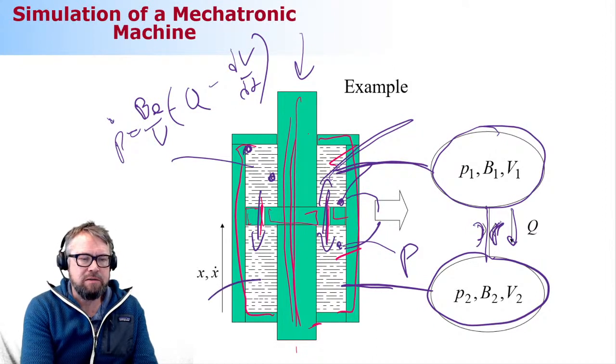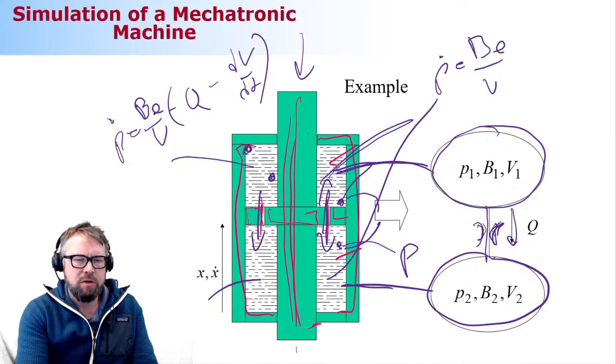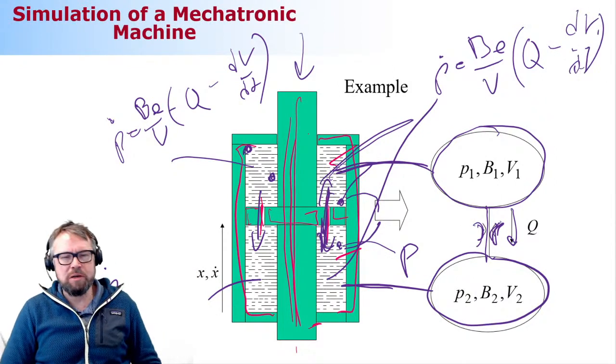And the same here. I'm sorry, I'm blocking the view, so I'm going to put it here. So it's going to be like this: P dot, effective bulk modulus, volume size. And then the flow here has to be positive in sign because it's coming in here. And then this one. That's it. Those are my pressures.